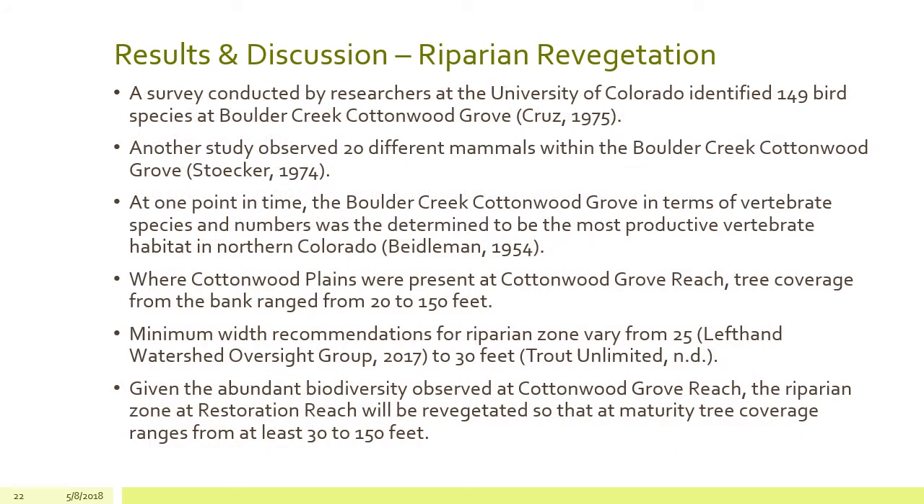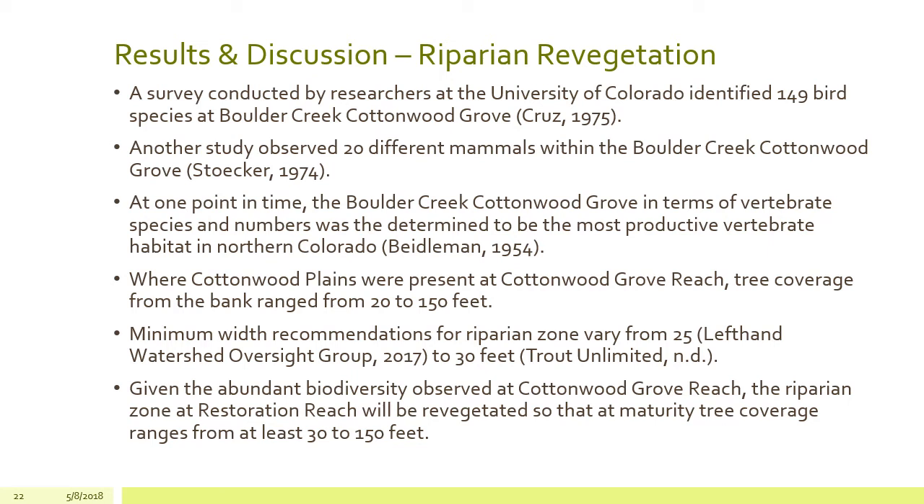A survey conducted by researchers at the University of Colorado identified 149 bird species at Boulder Creek Cottonwood Grove Reach. Another study observed 20 different mammals within the Boulder Creek Cottonwood Grove Reach. At one point in time, the Boulder Creek Cottonwood Grove, in terms of vertebrate species and numbers, was determined to be the most productive vertebrate habitat in northern Colorado.